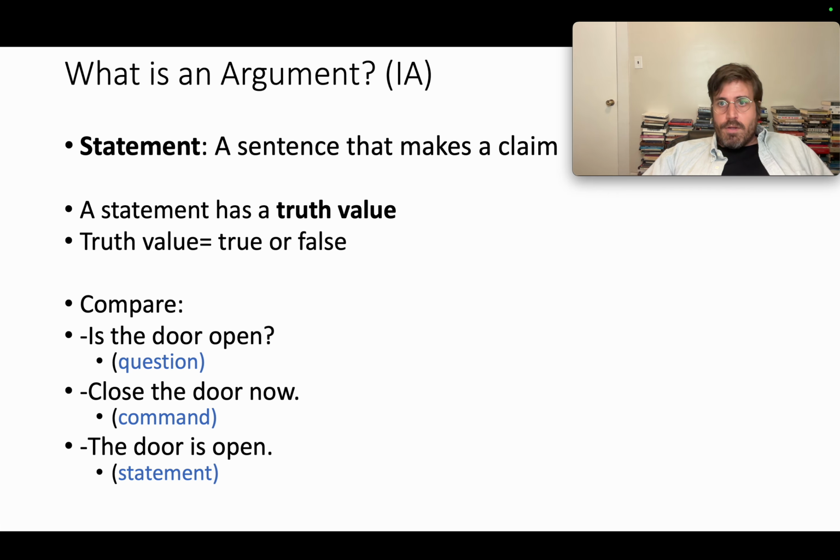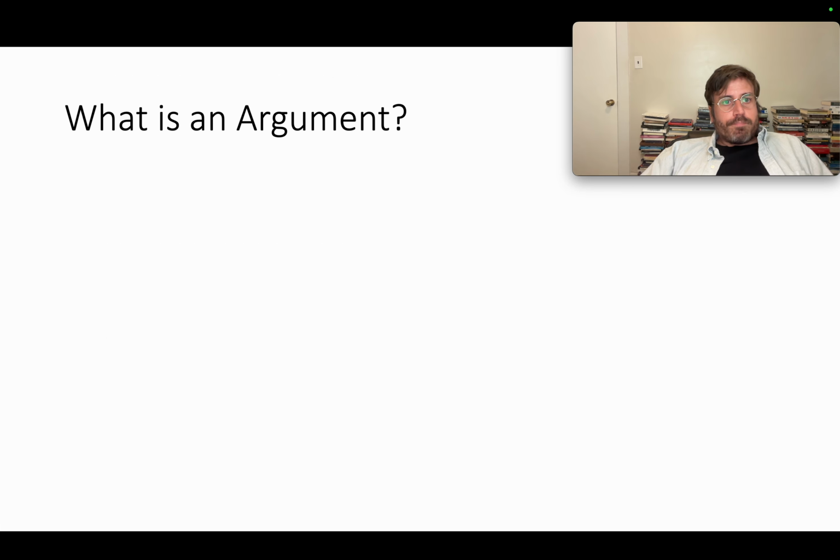If you said statement, you are correct. This is a statement. It happens, in my case, to be a false statement, right? You can see that my door is closed. However, it's still a statement because it is referring to something in the world, and the sentence has a truth value. It could be true or it could be false. In this case, it's false, but it's still a statement that is making a claim about something real in the world. Okay, so arguments often are going to build off of statements.